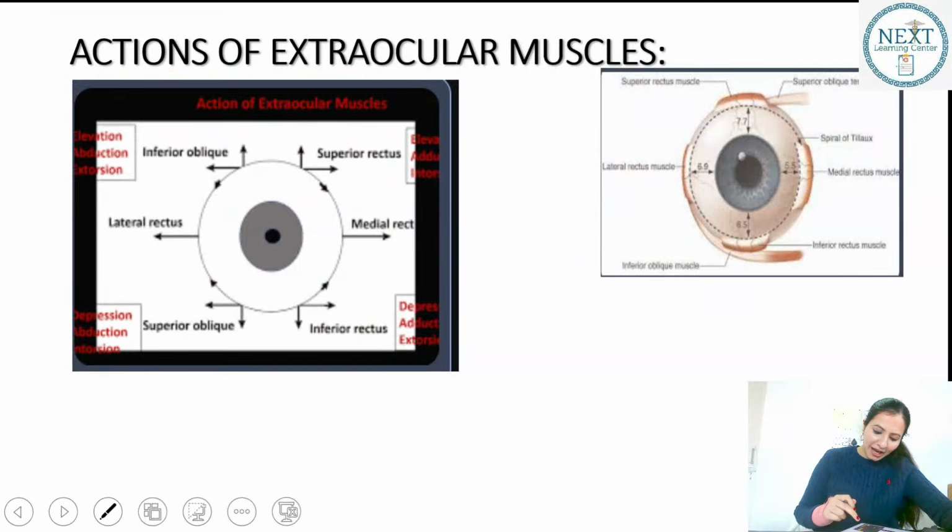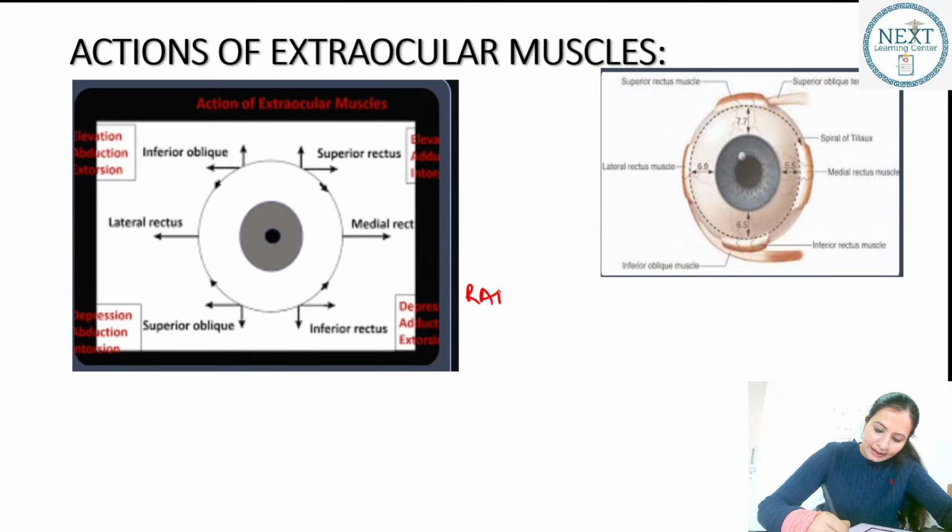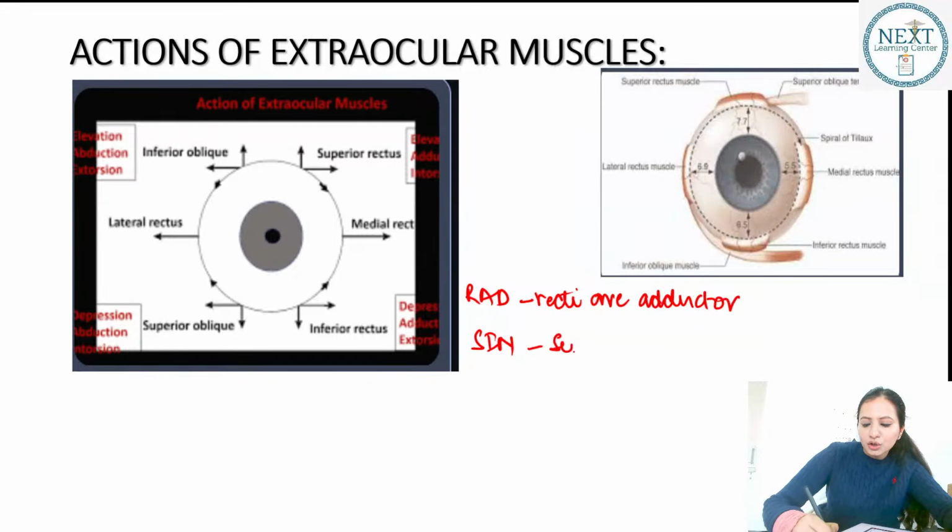Now moving on to the actions of extraocular muscles. Remember 2-3 points. RAD and SYN. Okay, RAD is recti are adductors. SYN is superiors are intorters.